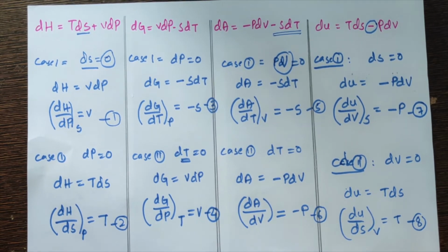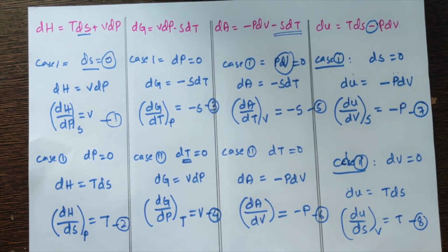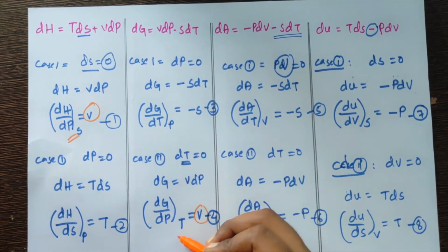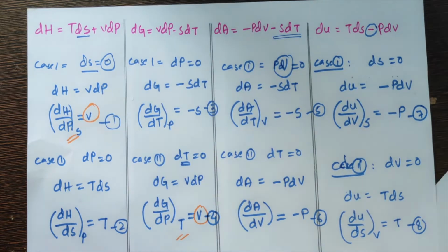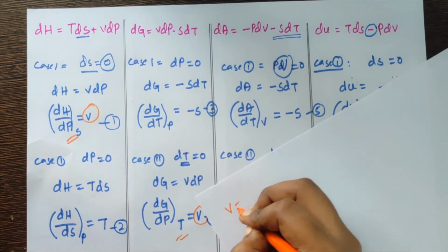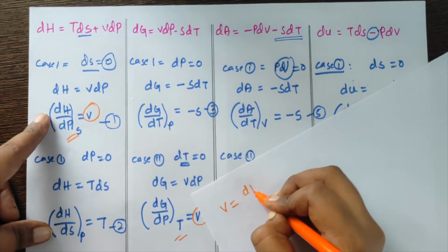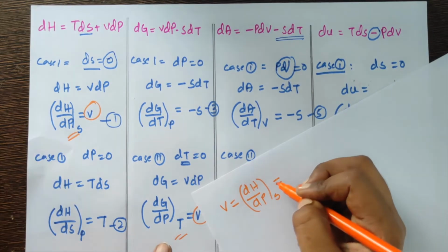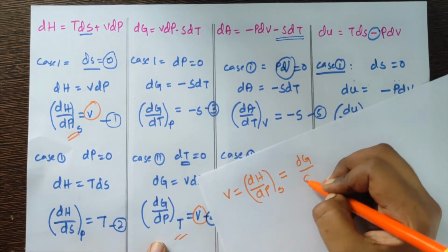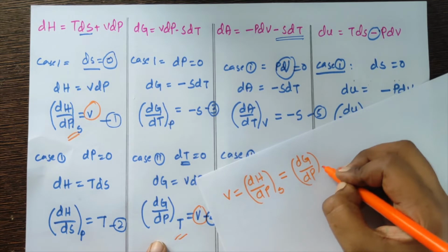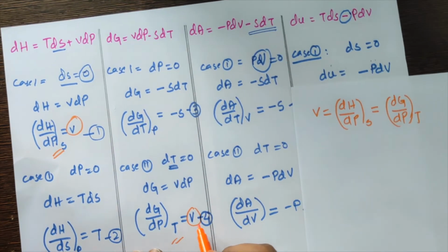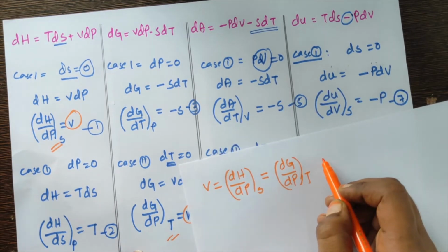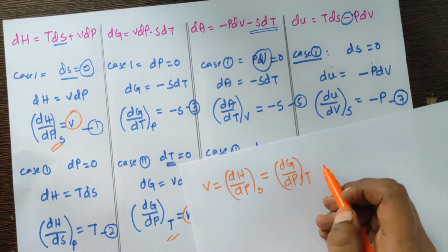But each of the variables has 2 equations. For example, let's see. Here V has this relation and V has this relation. So we can write V is equal to dH by dP at constant S, which will be equal to dG by dP at constant T. As one of the variables V has 2 relations, we can equate them. We'll get the new relation, right? In the same manner, we have to do for all the variables.